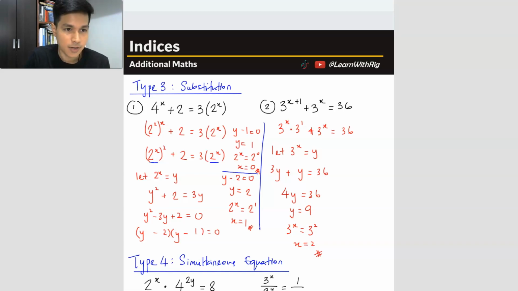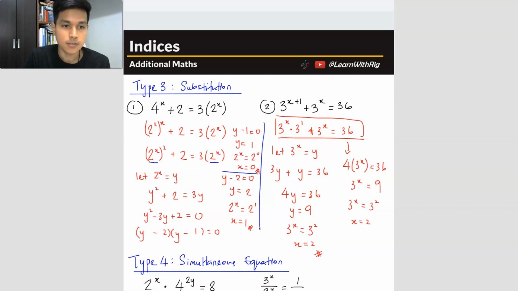Now, if you want to do it directly from this, if you don't want to do substitution, you can, provided you can see what's going on. So this becomes 4 times 3 power x equals 36. So 3 power x equals 36 divided by 4, you get 9, and then 3 power x equals 3 square, so x equals 2. Now if you can see it like this, then good for you. You don't have to do the substitution method. But if you can't, I suggest you do the substitution.